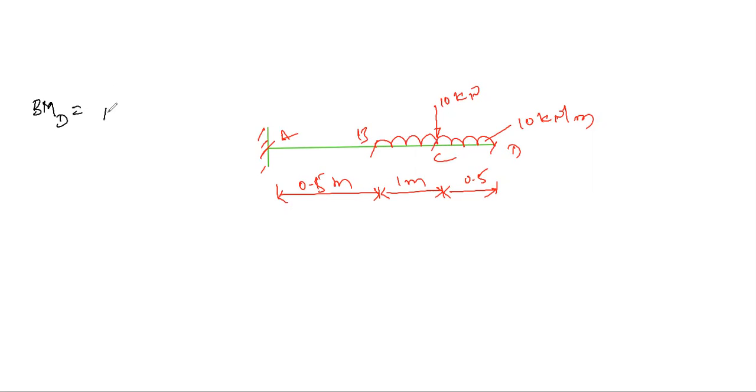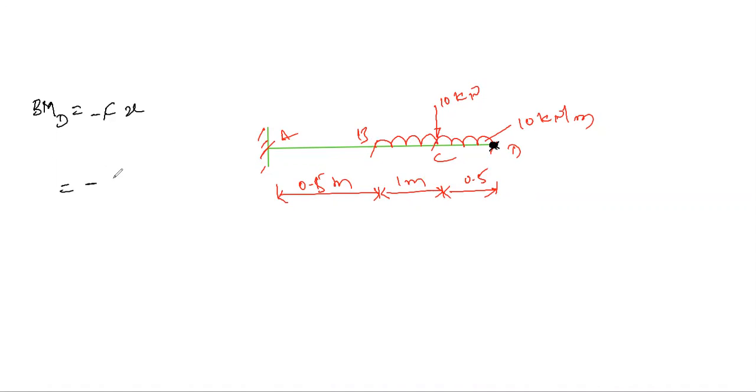The force into the distance is nothing but bending moment. Since it is acting downward, for bending moment we usually take it with a negative sign here. So at this point, what is the bending moment we need to calculate? First, since at this point we have this UDL, what do we need to do? That UDL, we need to convert into a point load.